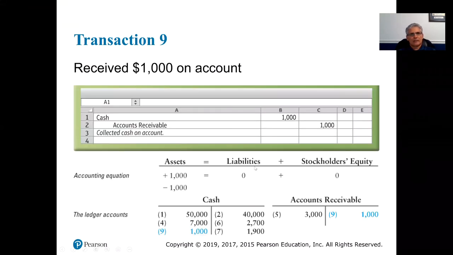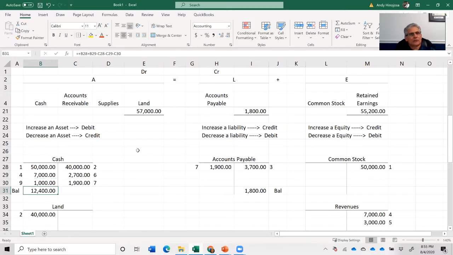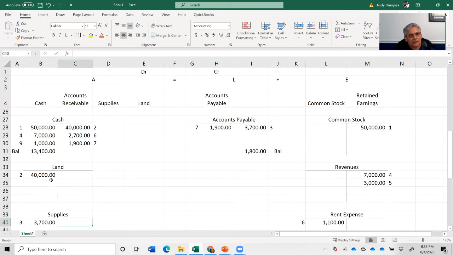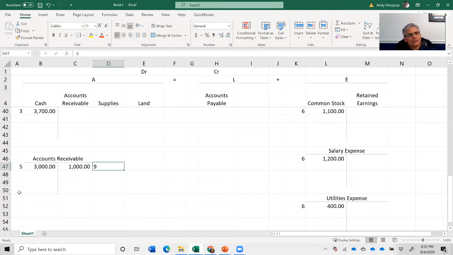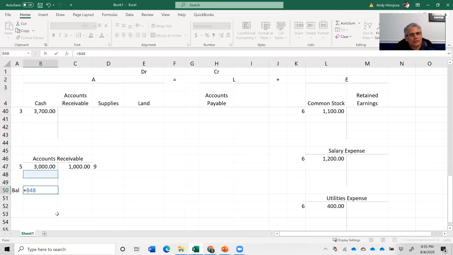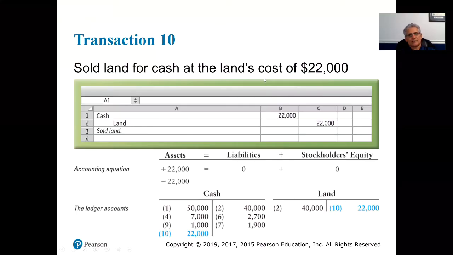No entry for 8. Transaction 9, collected $1,000 from accounts receivable. $1,000 is a debit to cash, and we update our balance there. We're going to credit accounts receivable $1,000. Now we can update our balance here. Our accounts receivable balance is $2,000 debit.